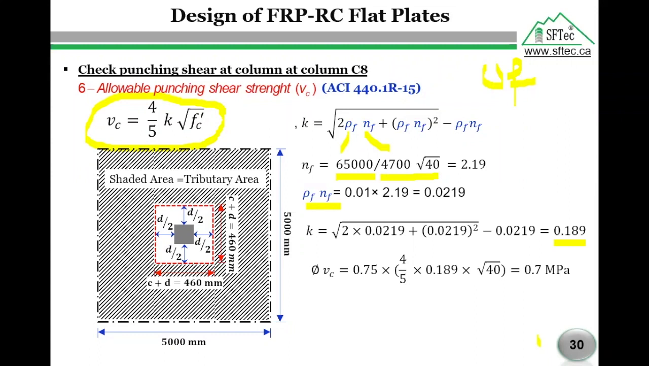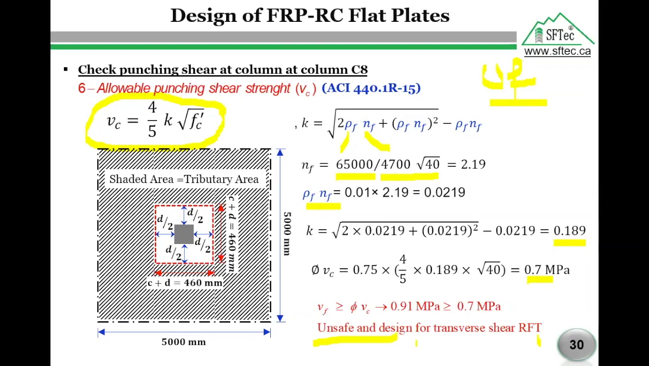As we see here, the comparison between the allowable and the ultimate punching shear stress yielded an unsafe design, and transverse shear reinforcement is needed. So we compared Vf to Vc. Vc is 0.7 and Vf is 0.91 as I explained before. So here we have an unsafe design and we need to add transverse shear reinforcement.